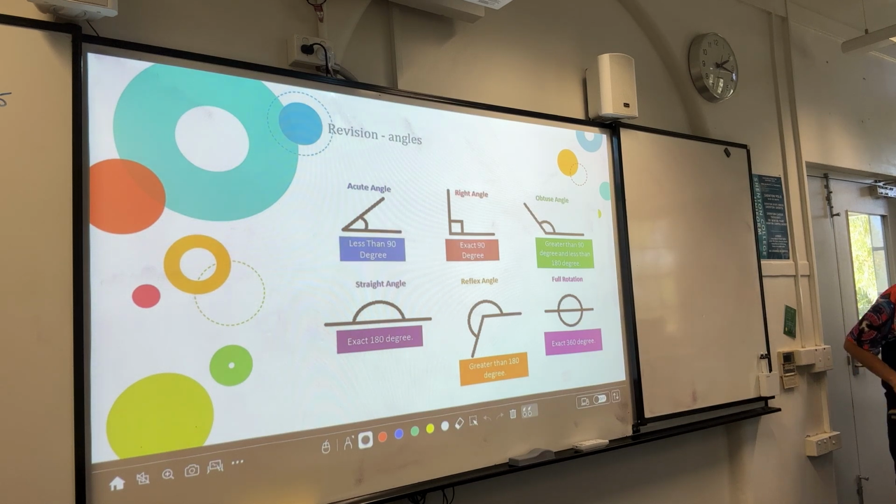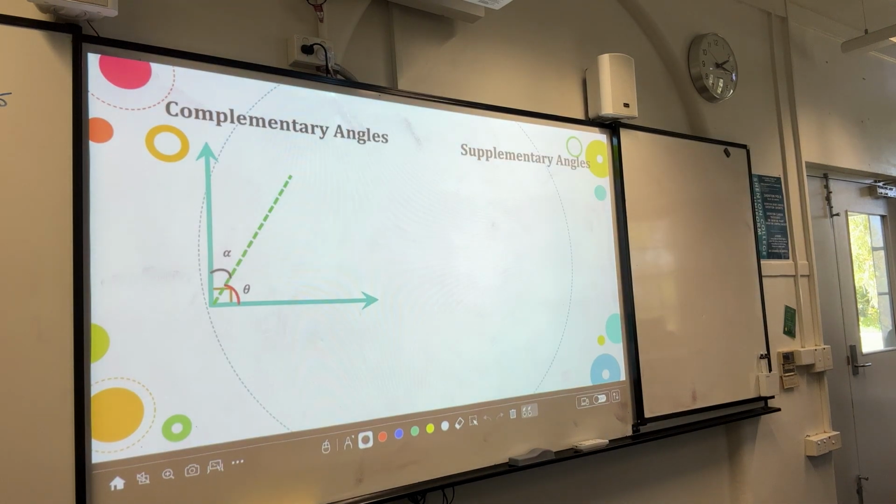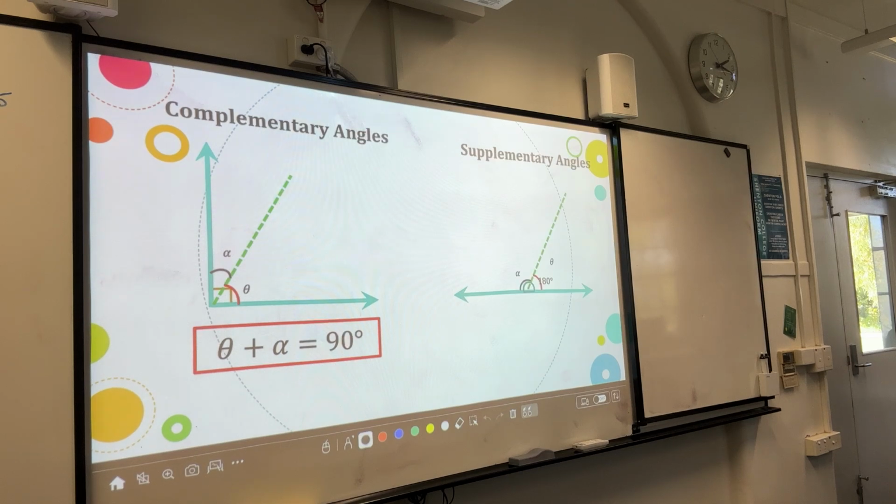Canvas, you'll get it. Now, what's the difference between supplementary and complementary angles? Yes? One of them has the 90, one of them has... Which one? Complementary 90, supplementary 180. Thank you. One of them adds to 90, the other adds to 180. So you need to be able to say complementary angle or supplementary angle. That is important.